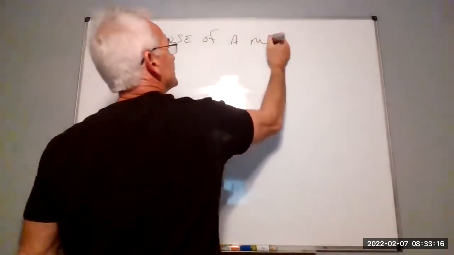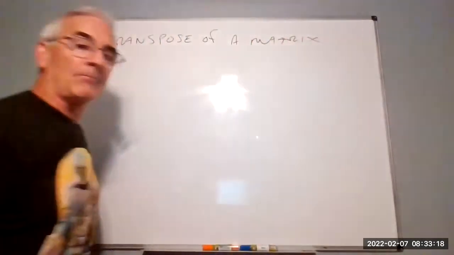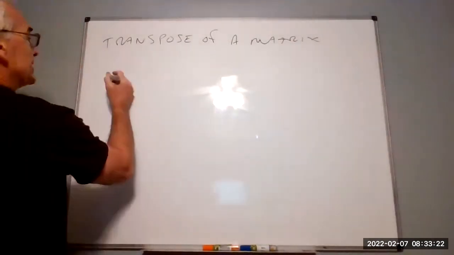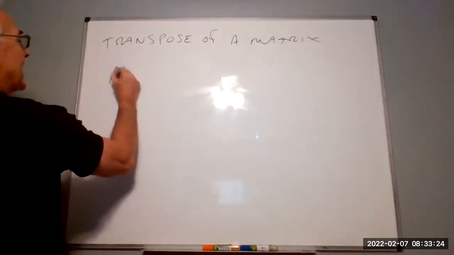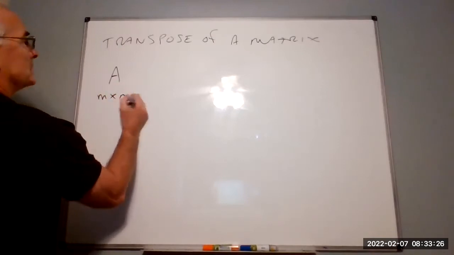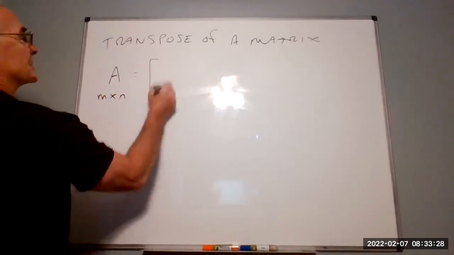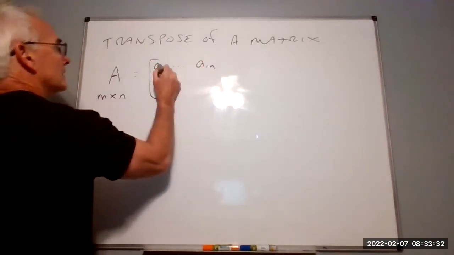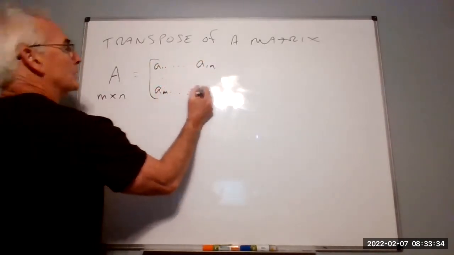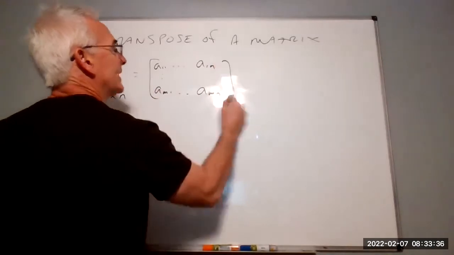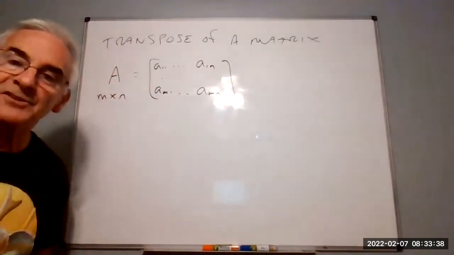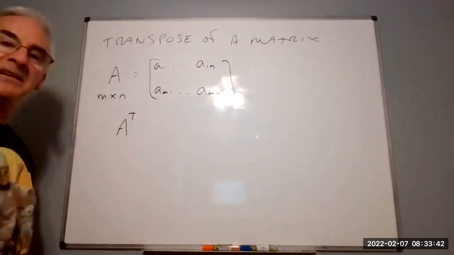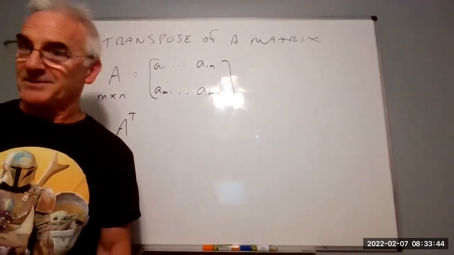The transpose of a matrix. Okay, so if I have a certain matrix of a particular size, let's say A is an M by N matrix, and we'll use the same one we've been using, A11 up to A1N, AM1 up to AMN. Great. Then the transpose of this matrix, which we represent as A with a T, kind of where an exponent would be. It's not an exponent.